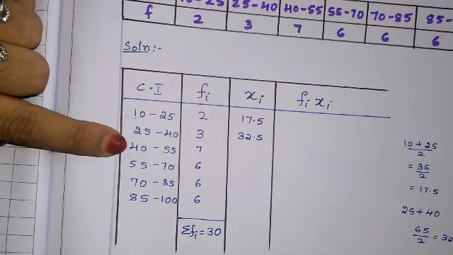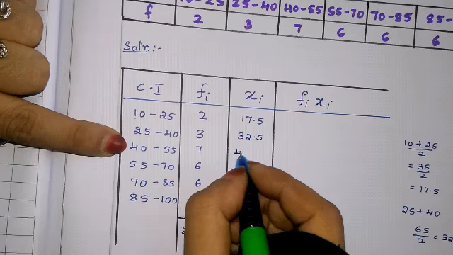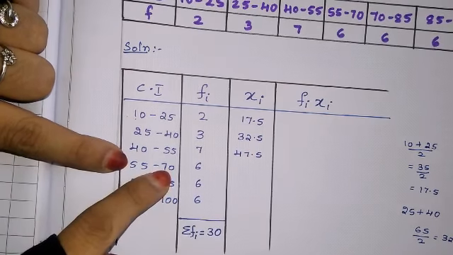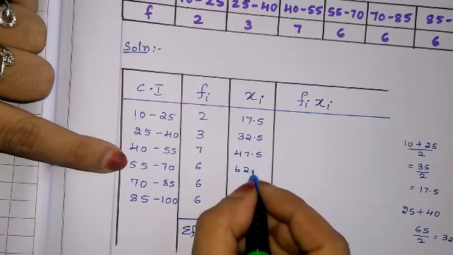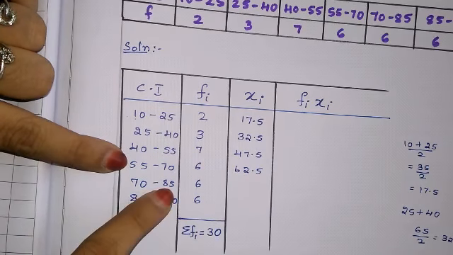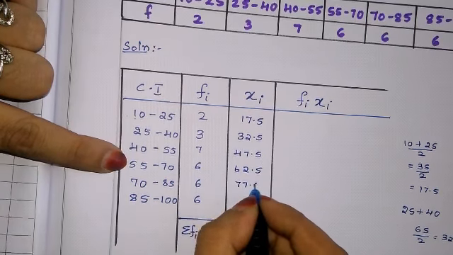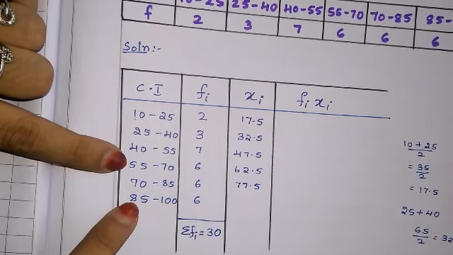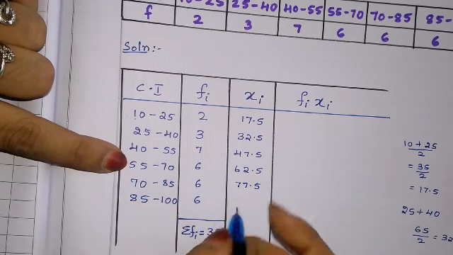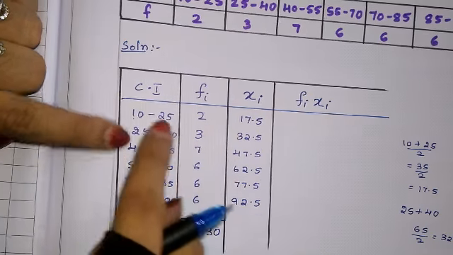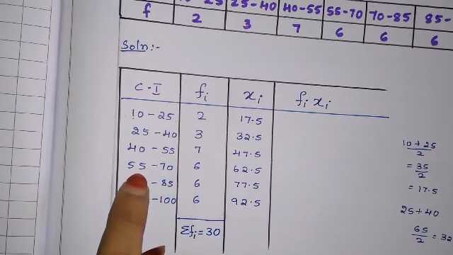Likewise I'll write this now. 47.5, you have to find out. This plus this by 2 is nothing but 62.5. Now 70 plus 85 by 2 is nothing but 77.5. And 85 plus 100 divided by 2 is nothing but 92.5. These are the middle numbers of the class intervals. We have to find the middle numbers.